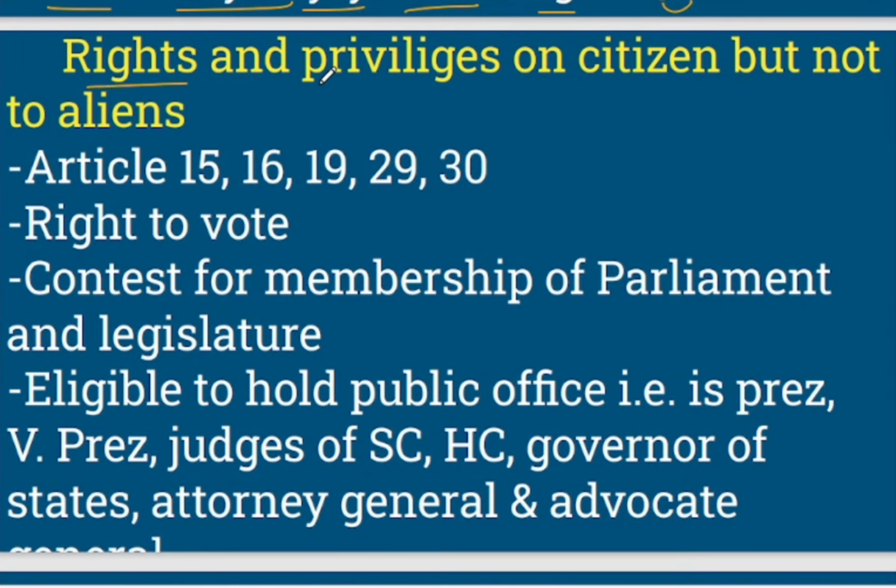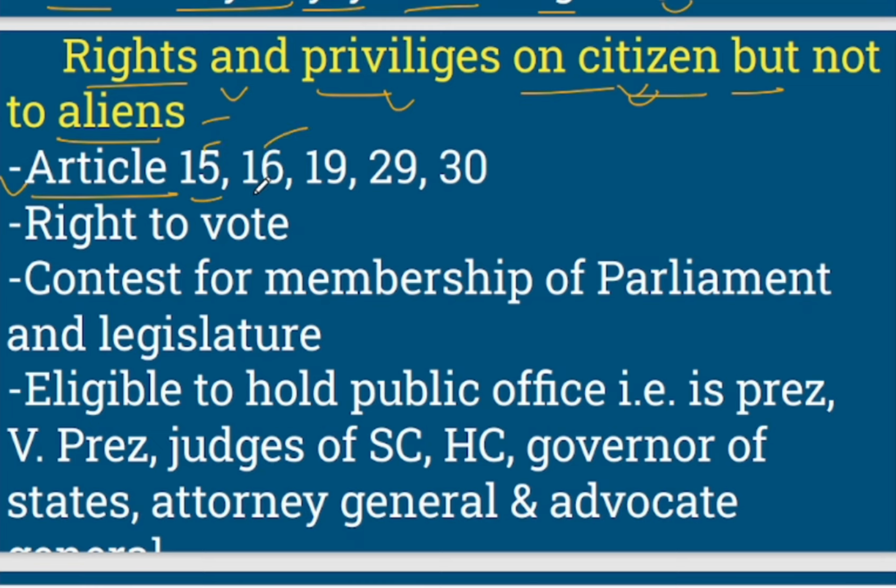There are certain rights and privileges for citizens, but not for aliens. These rights and privileges are only for citizens, not aliens. No matter the fact that they are friendly aliens, that doesn't matter. These rights and privileges are only for citizens of India. So Article 15, that is prohibition of discrimination on grounds of race, religion, race, religion, caste, sex, or place of birth, is exclusively for citizens.